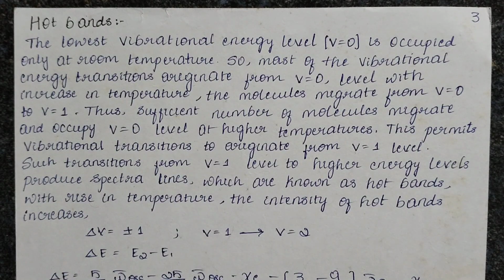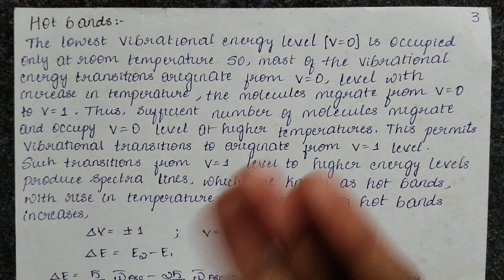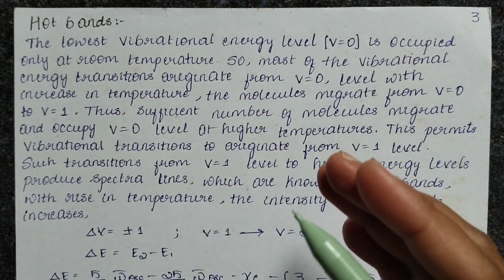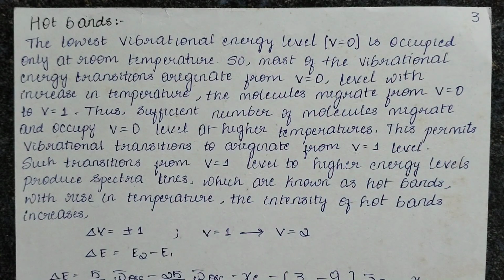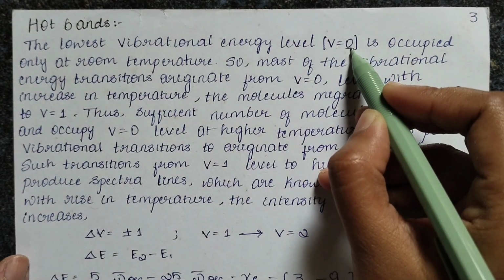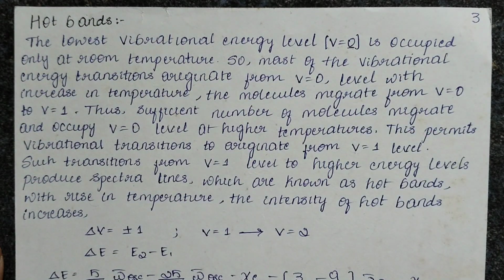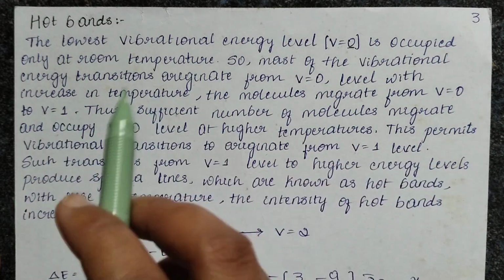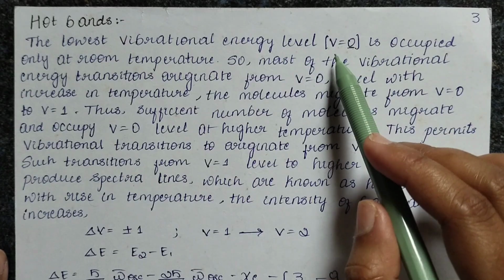So what does this statement actually mean? Usually at room temperature, the electrons or atoms will always lie at their least energy level, that is usually 0. So as temperature increases, usually the transitions of electrons or atoms will take place from energy level 0 to a higher energy level. That is, it might be to energy level 1, 2 or 3. But initially at room temperature, the transition will take place from 0.